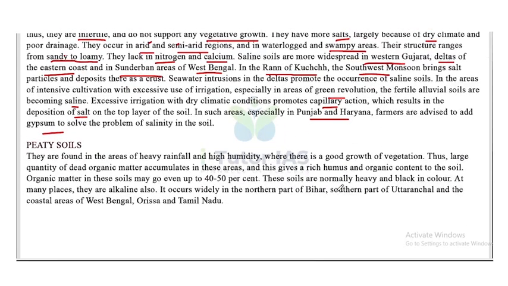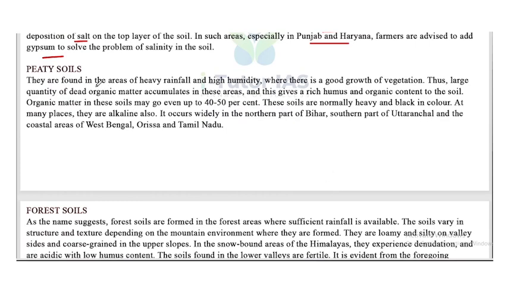Next one is peaty soil. They are found in areas of heavy rainfall and high humidity, where there is a good growth of vegetation. Thus, a large quantity of dead organic matter accumulates in these areas, and this gives a rich humus and organic content to the soil. Organic matter in these soils may go even up to 40 to 50%.